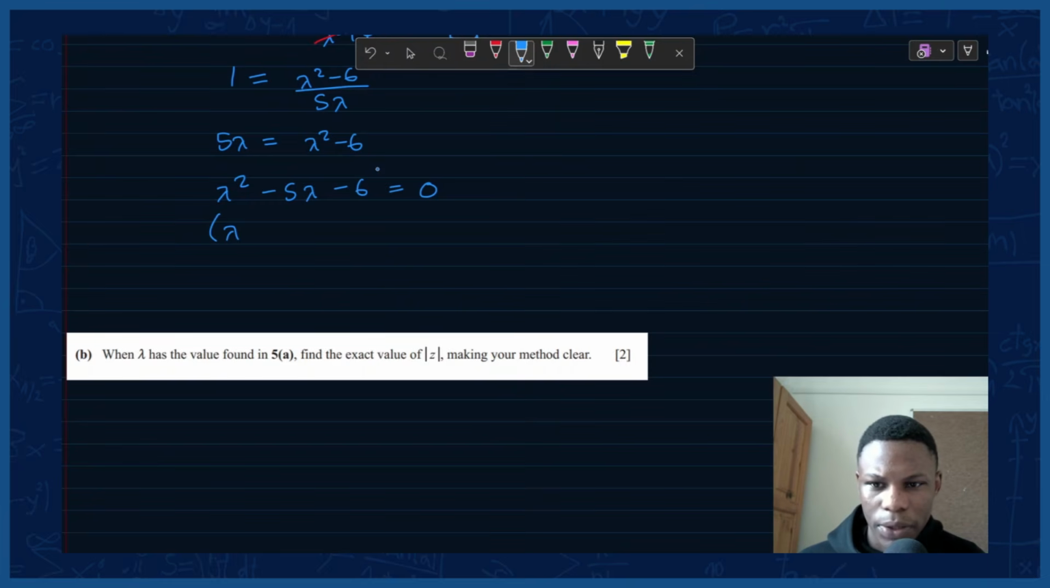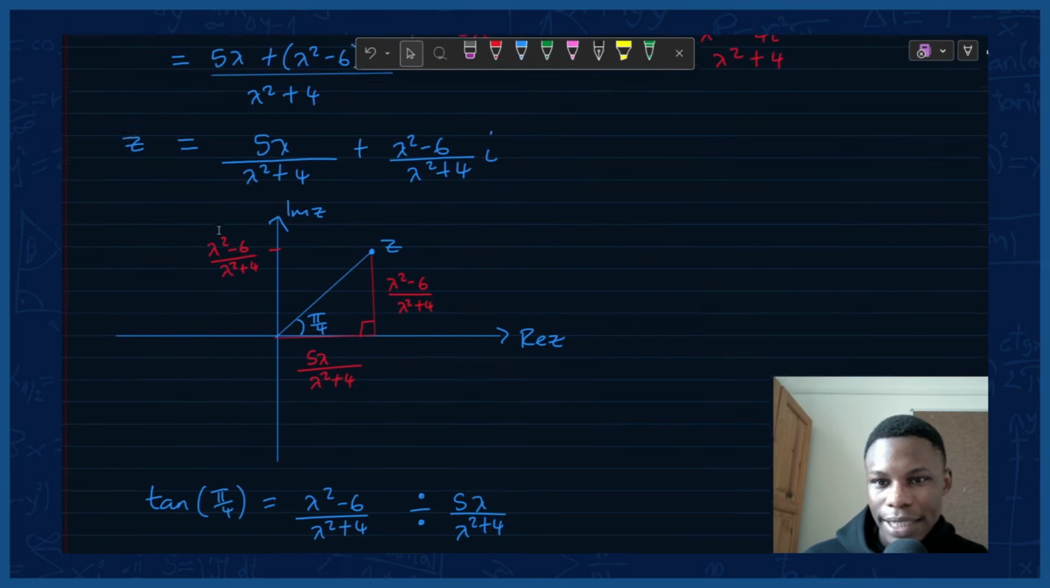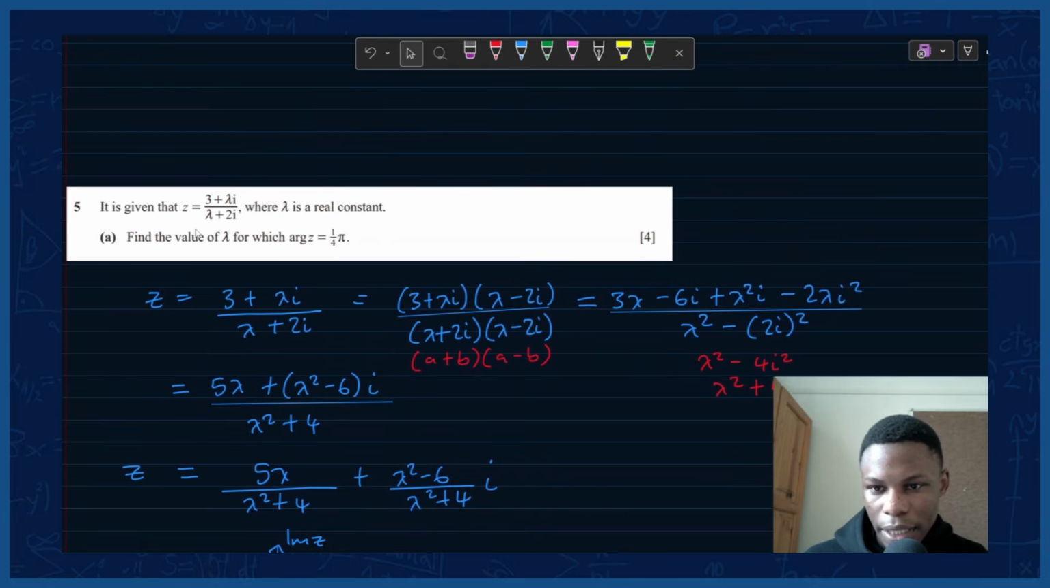Looks like we should be able to factorize this. That's going to be factors of minus 6 that add up to minus 5. So that's going to be minus 6 plus 1. Okay. And so lambda is either negative 1 or lambda is 6. Are there any conditions that they gave us about lambda? They said lambda is a real constant.